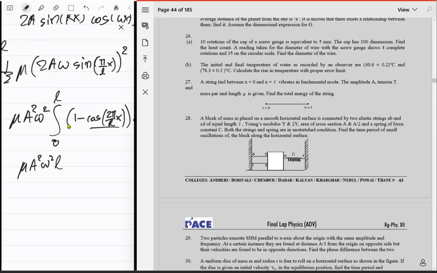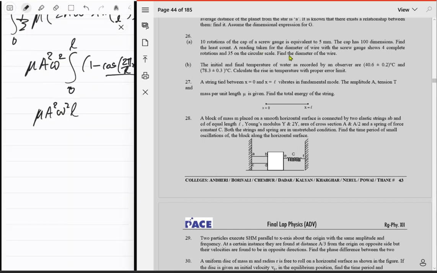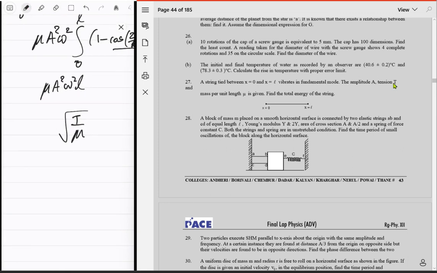Anything else? That's all. So the omega squared term you have to change, because what we are given is mu, a, and t. So we know t. What is omega going to be? What is C? C is the square root of t upon mu, and in this case C is just omega.